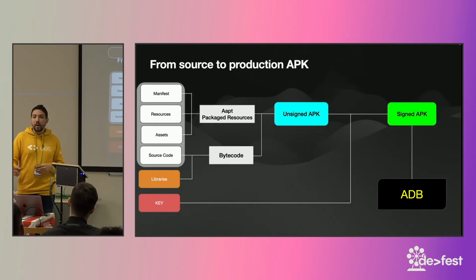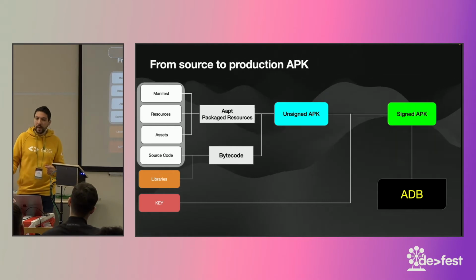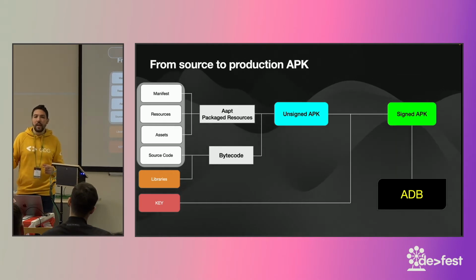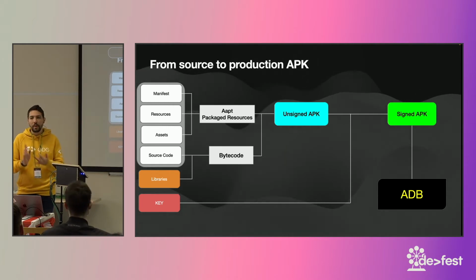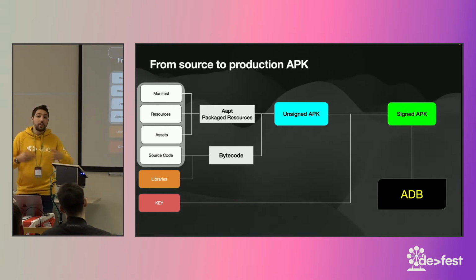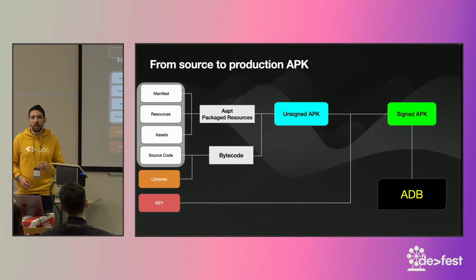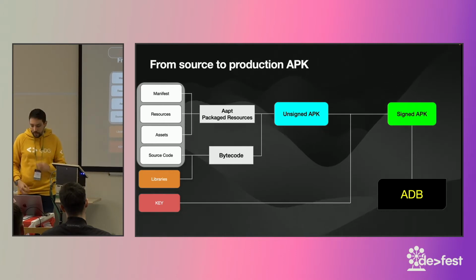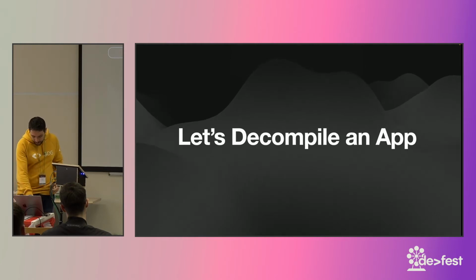Okay, so we have our unsigned APK, and then something really important happens, which is we have our key, and we take this key and sign our APK, and then our APK goes pretty much to the world. It goes to the Play Store, it goes to the internet, it goes to the hands of any sort of hacker that might be there. So the key will play a really important role, and I'm going to talk more about it later on. Good, so now let's actually decompile an application.